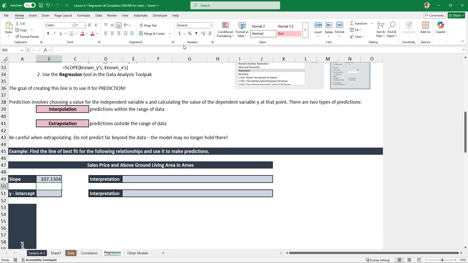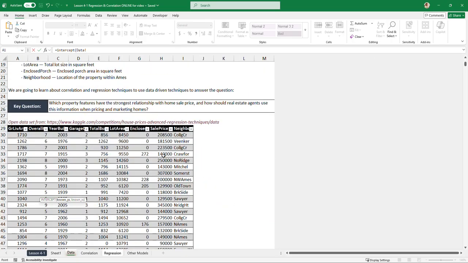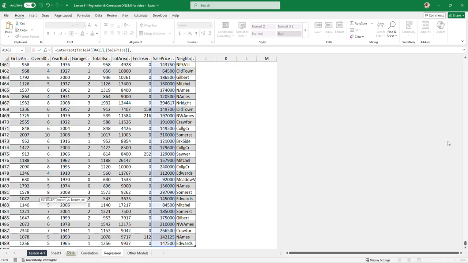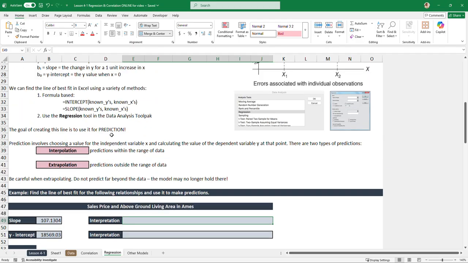And then I would press enter, and I get my value for the slope, 107.13 approximately. For the y-intercept, use the equation called intercept, and again, they must be selected in that order, y's and then x's. The y is the sale price. The x is the living area. Press enter, and I get $18,569.03.